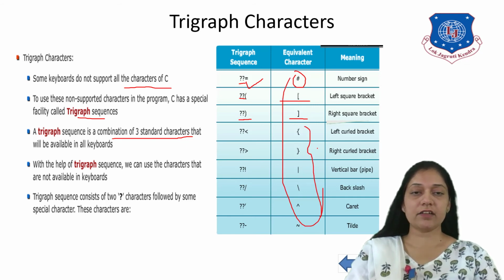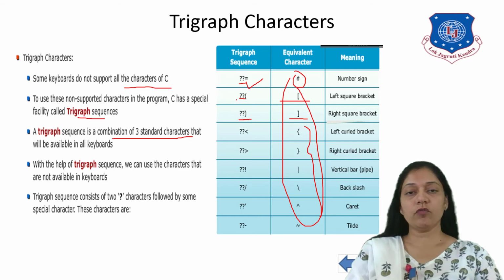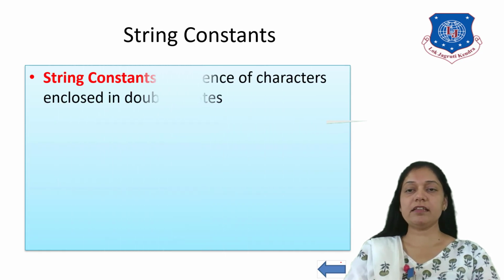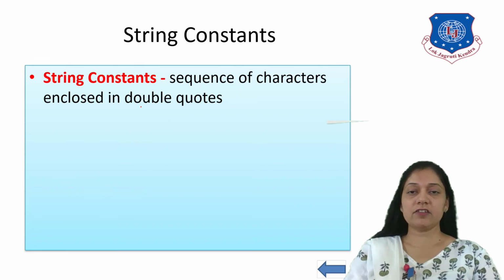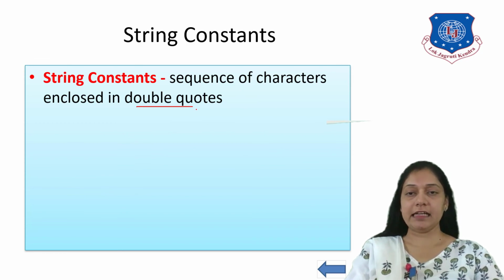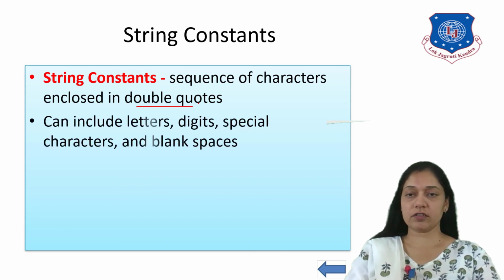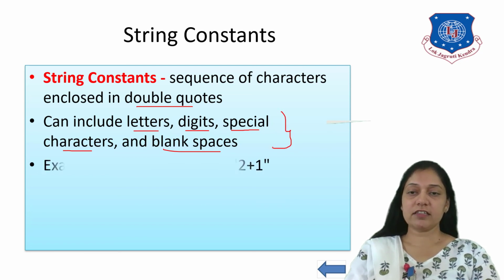So for all these characters, if they are not present on your keyboard, you can go for trigraph characters in your program. Next is string constant. Strings are a sequence of characters, but all the multiple characters should be enclosed in double quotes. If it is a single character, then you use single quotes. If it is a string or multiple characters, then you have to use double quotes. String constants can include simple letters A, B, C, D. They can have digits, some special characters which are available on your keyboard, and they can also have blank spaces. So we have very much liberty while having string constants in our program.